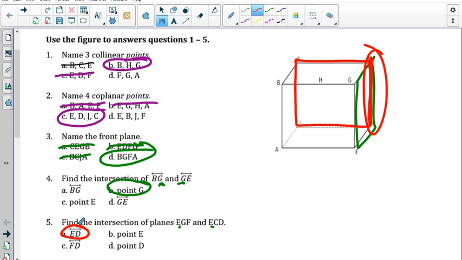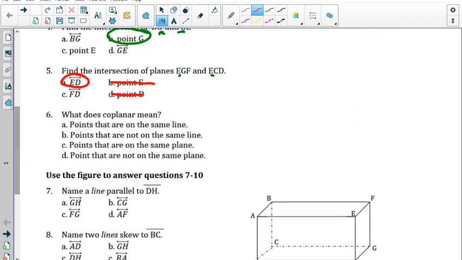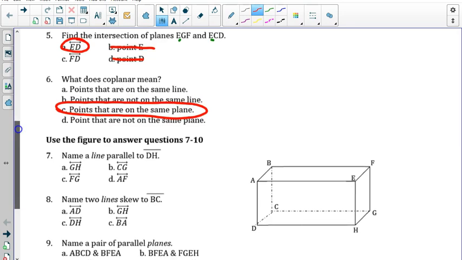Remember, these don't even make sense. 2 planes don't connect at a point. Think about the floor and the front wall. They don't connect just at one point. All right? A little common sense in there. What does coplanar mean? It's points on the same plane. Coplanar. Co means with, on the same plane.